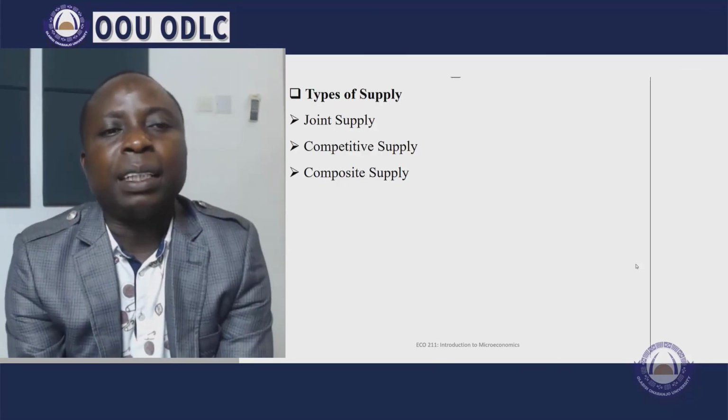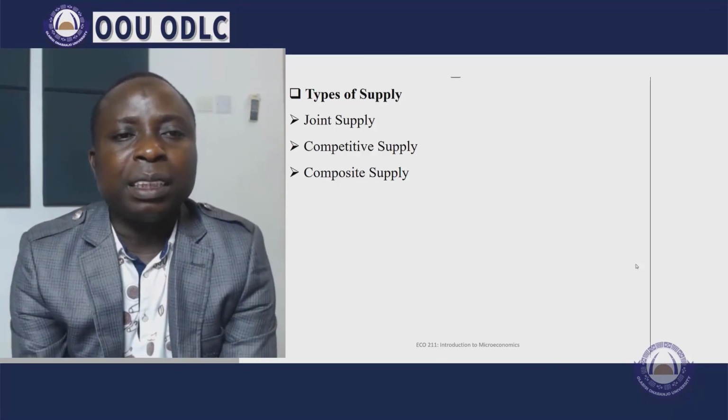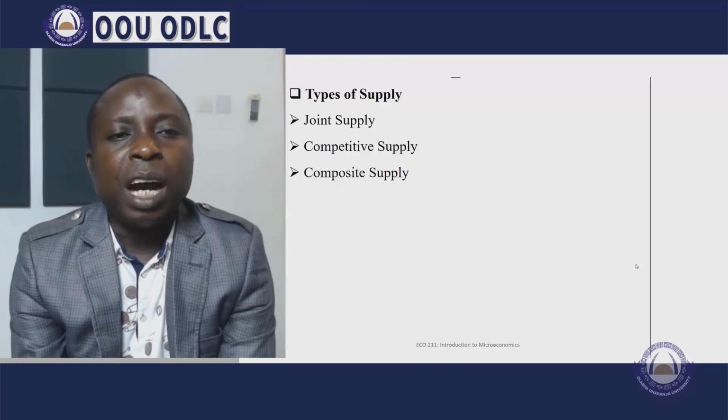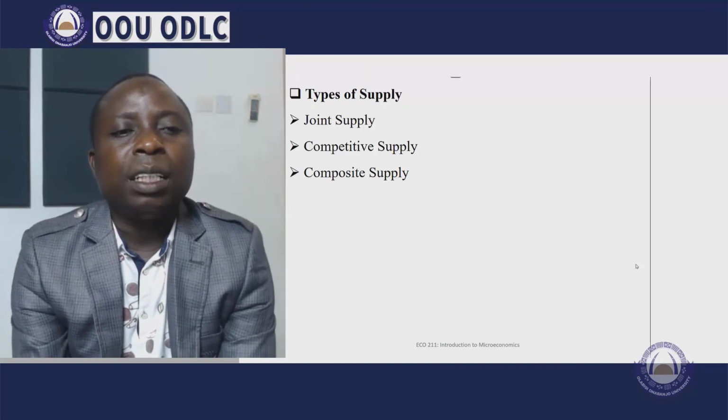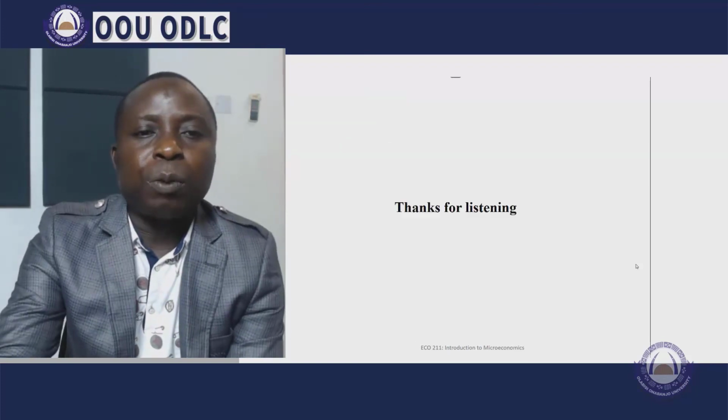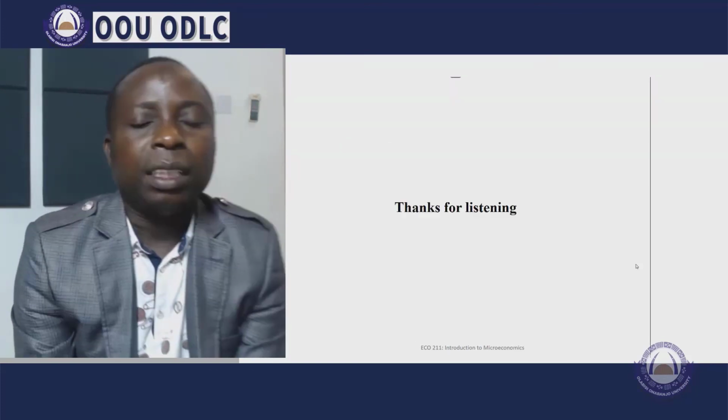Types of supply. There are 3 basic types of supply. We have joint supply, we have competitive supply, we have composite supply.